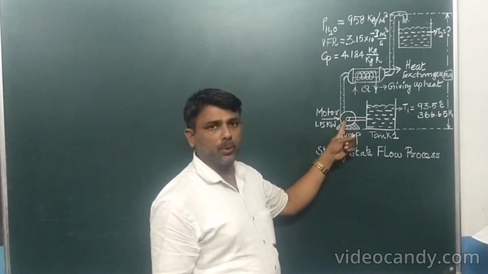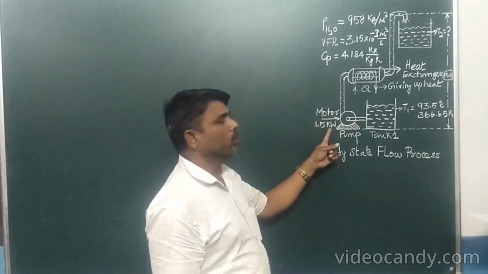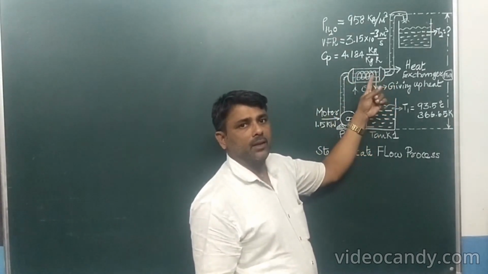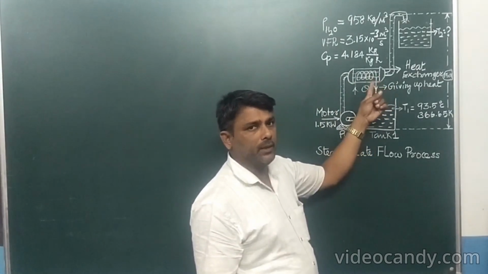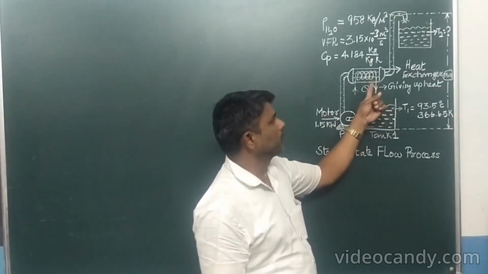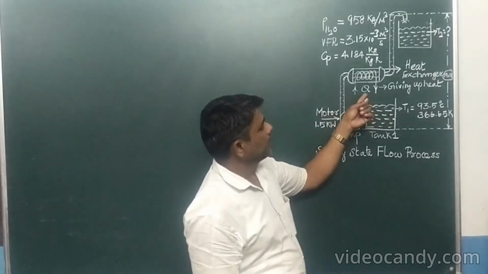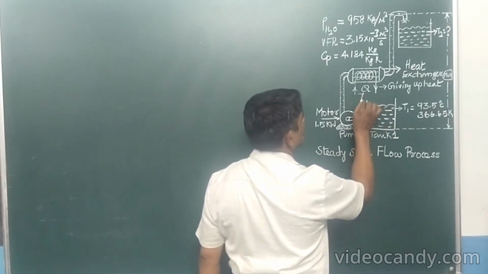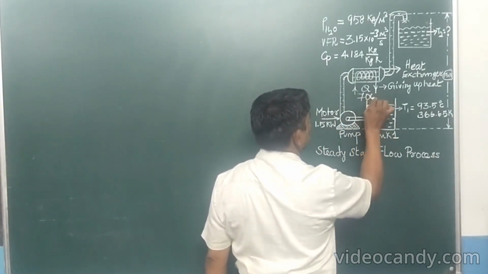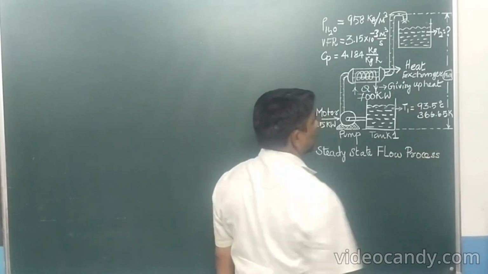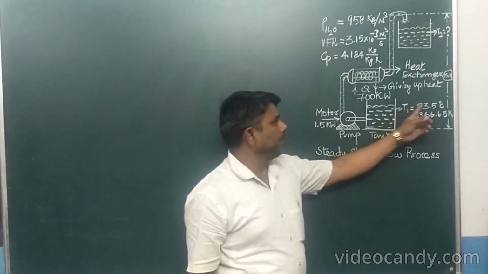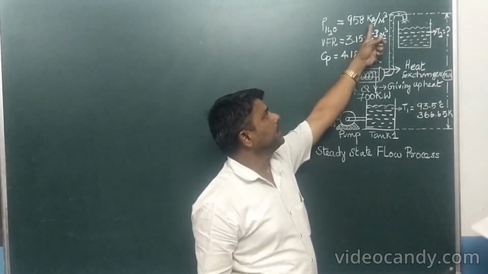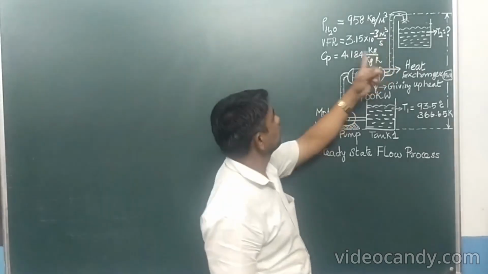The motor is used to pump the fluid, and it has 1.5 kilowatt capacity. On the way, it crosses a heat exchanger where a certain amount of heat is given up. That means the amount of heat removed from the water is about 700 kilowatt. The amount of heat removed from the system is 700 kilowatt. This is given in your question paper. At a temperature of 93.5 degrees Celsius, the density of water is 958 kg per meter cube. This is given in our question paper.